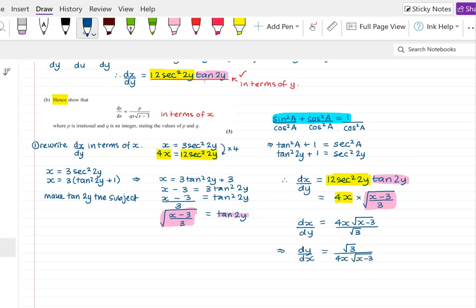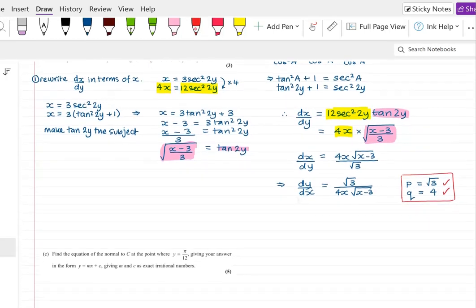It says where p is irrational. Yes, I can see p on top in the numerator. p is root 3, and q is an integer. So I think q is the number in front of the x, the coefficient there, and q is equal to 4. Just double checking on my solutions that I got earlier, and they are correct. Okay, so I'm just going to pop those in a little box to highlight those.